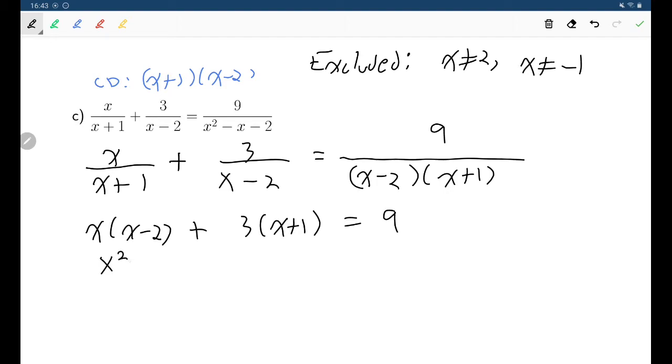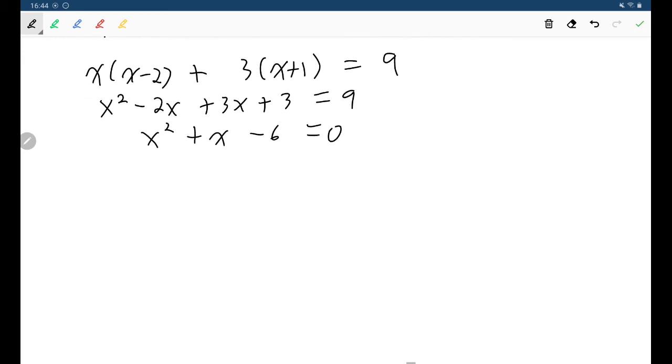So now we'll continue on expanding and simplifying. And so we've got x squared plus x minus 6 is equal to 0. And we can solve by factoring.